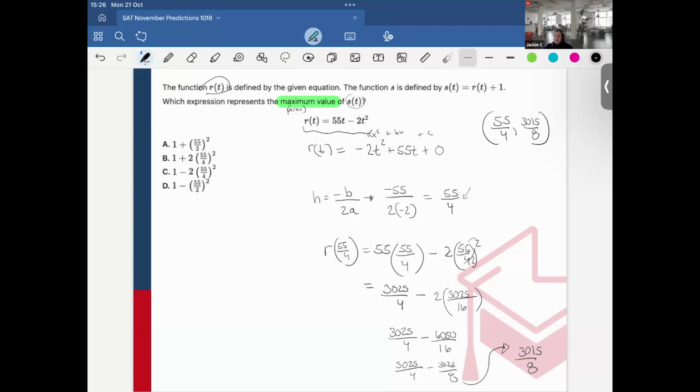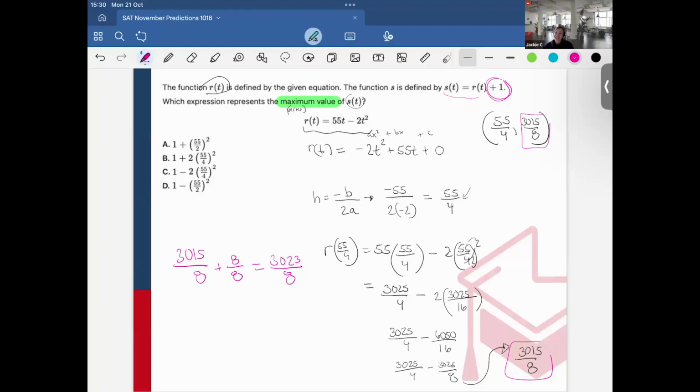Okay, and since I'm asked for r of t plus 1, this just means that it's going to be shifted up 1 unit. The y value is going to shift up 1 unit. So what I'm going to do now is just take this and add in the 1. So I do 3015 over 8 plus 1, which is the same as 8 over 8, which will be 3023 over 8.